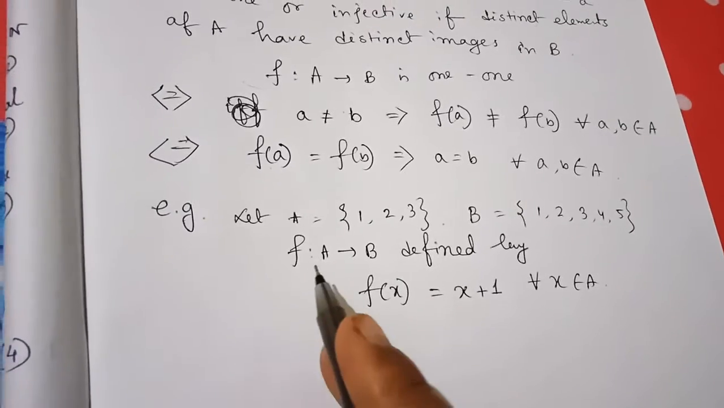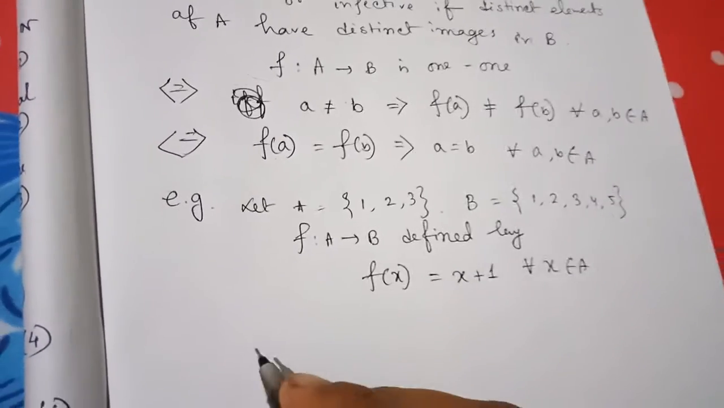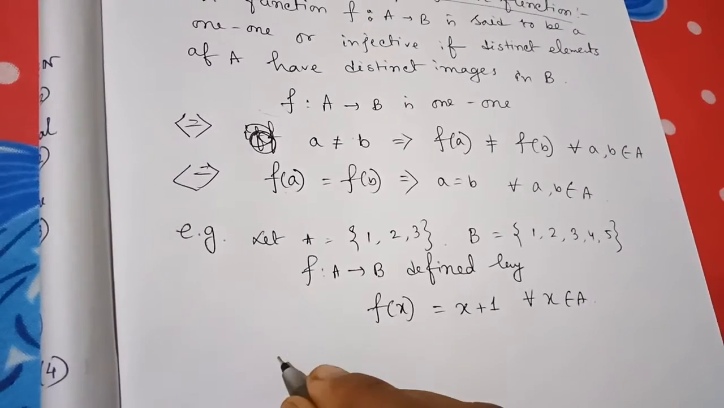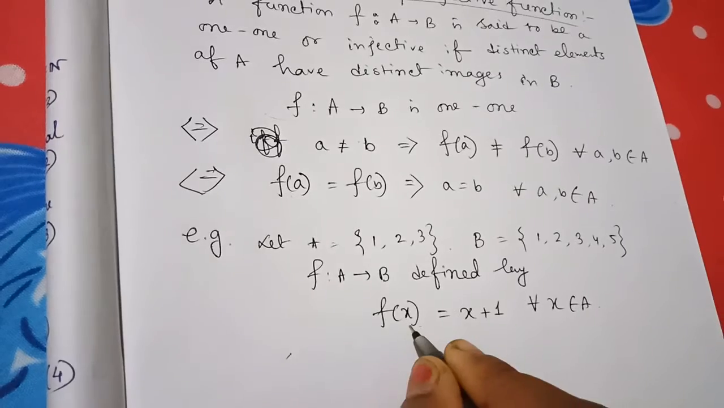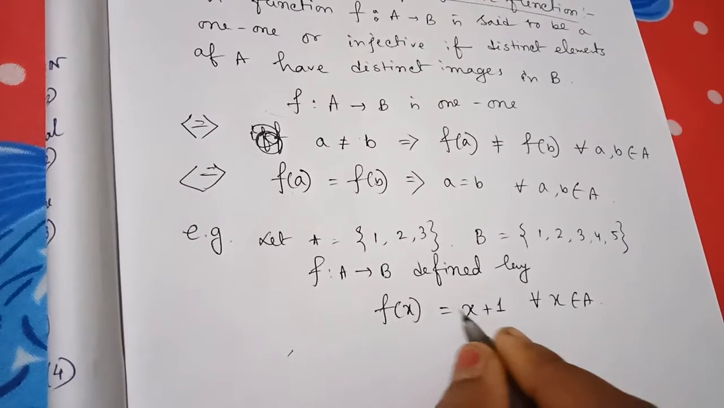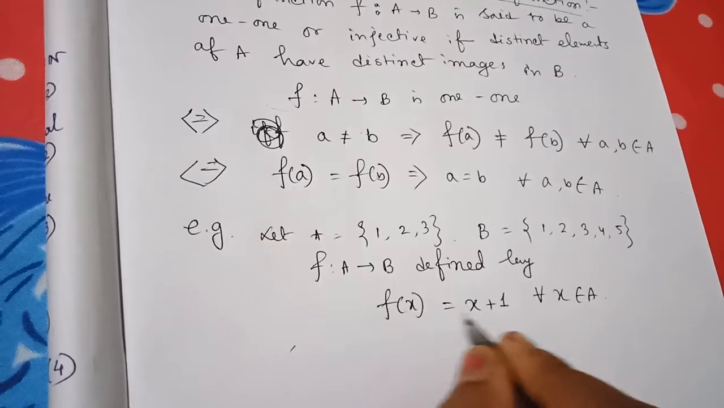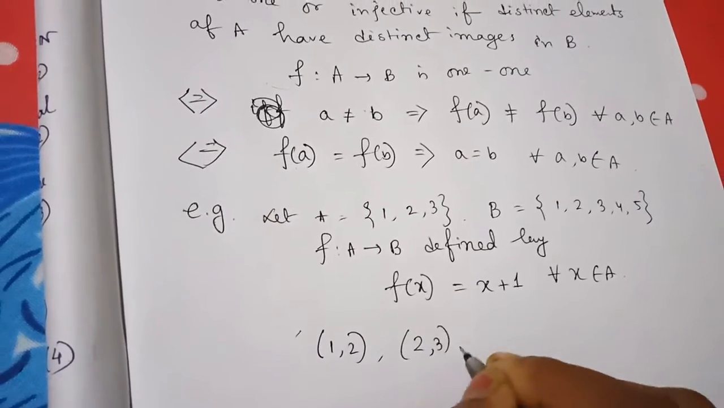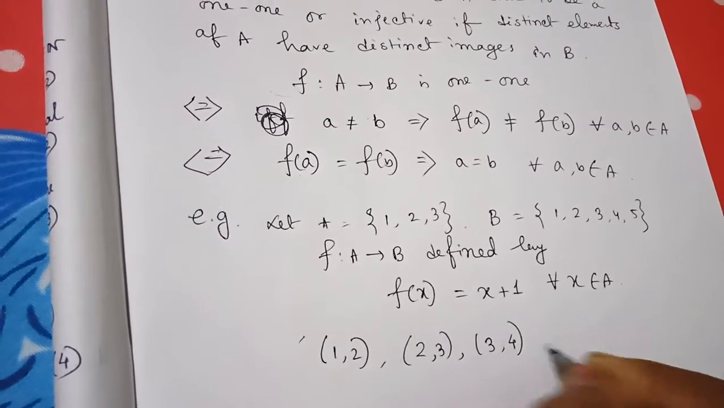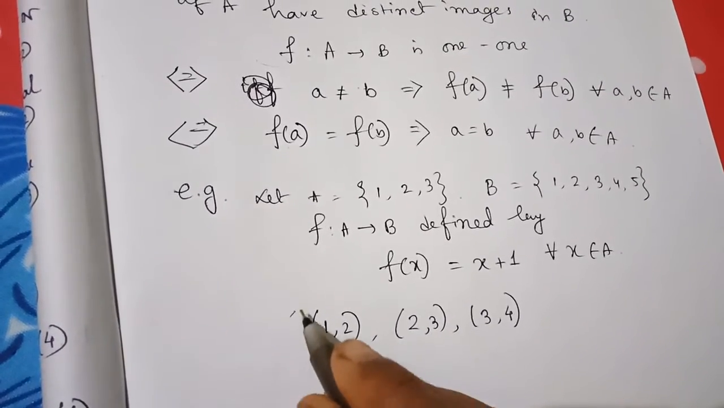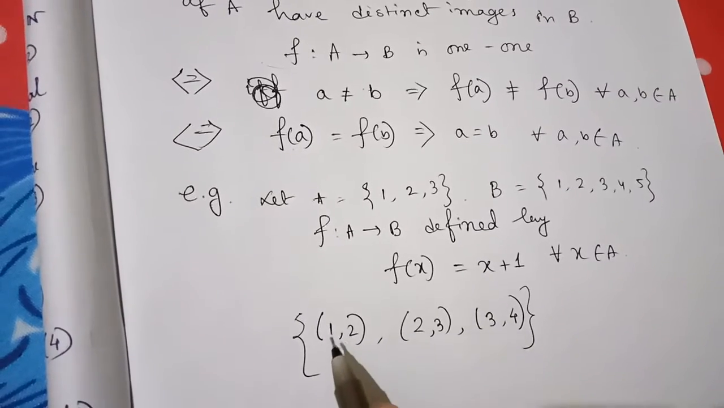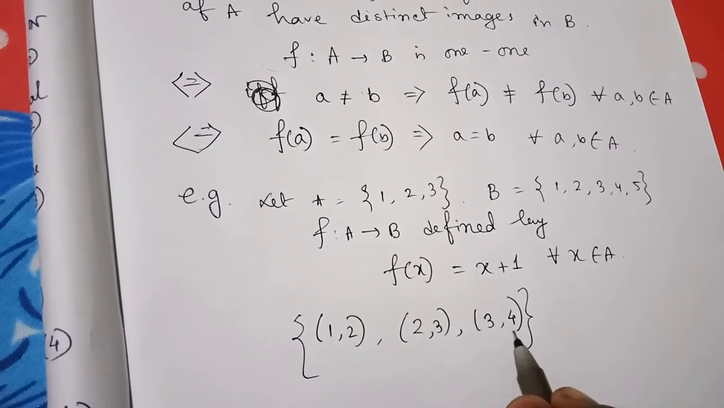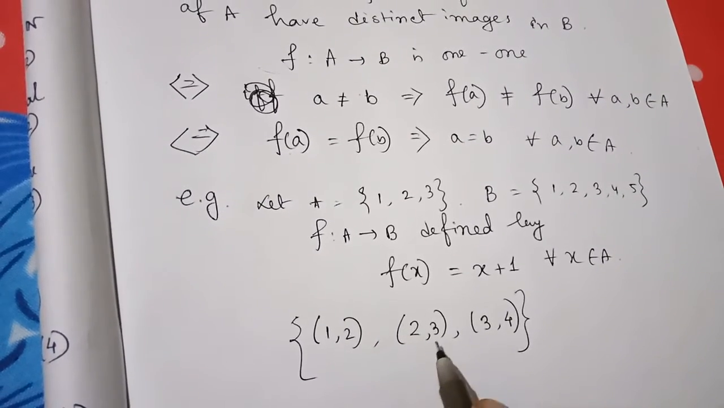This is the definition of this function. So what will be the elements? The elements will be, look, f of 1 equals 2, f of 2 equals 3, f of 3 equals 4. That means the elements will be (1, 2), (2, 3) and (3, 4). Now you can see clearly that 1, 2 and 3, all three different elements, have three different images.